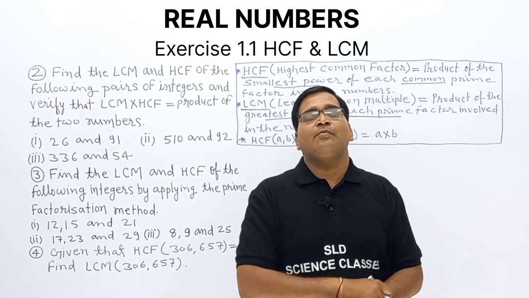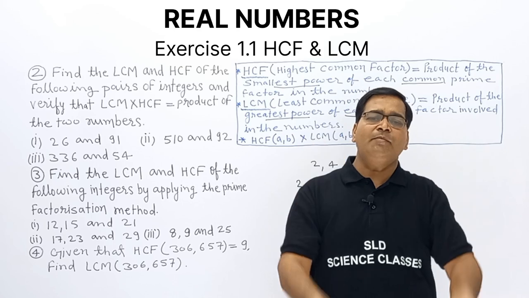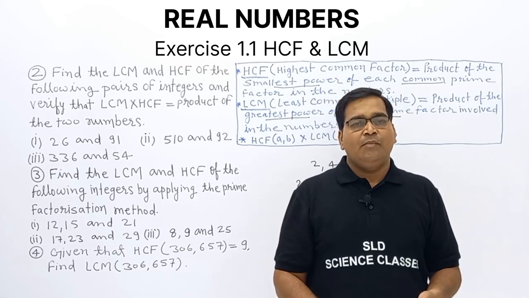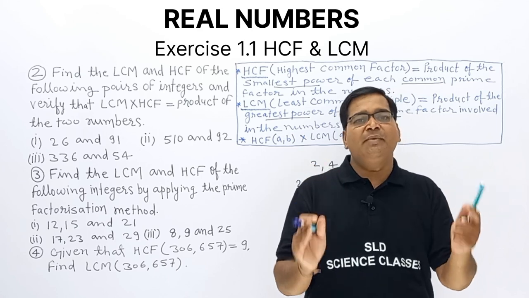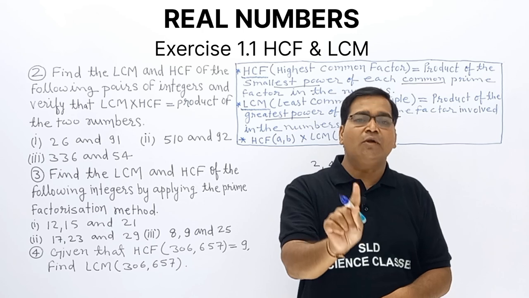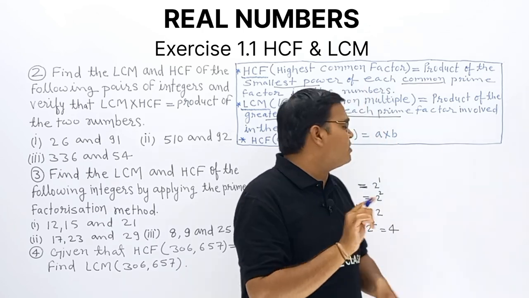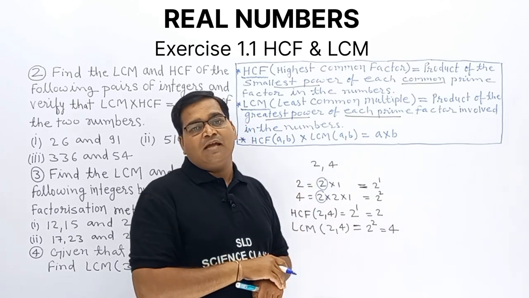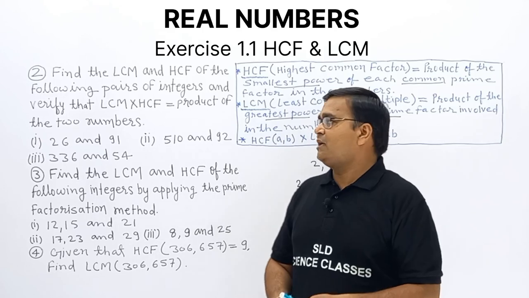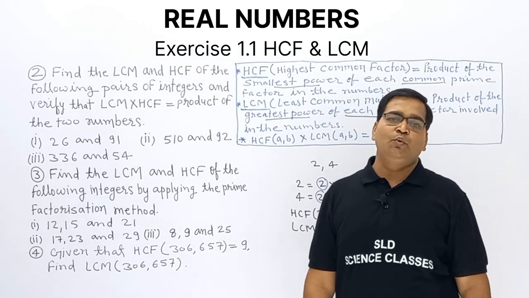But in the LCM we will consider each prime number involved in the numbers. If we are having 2 numbers, 3 numbers, and they are having different prime numbers, we will use them. Why? Each prime number involved in the prime factors will be used in the LCM. So this topic will be more clear once we solve the questions linked to exercise 1.1.